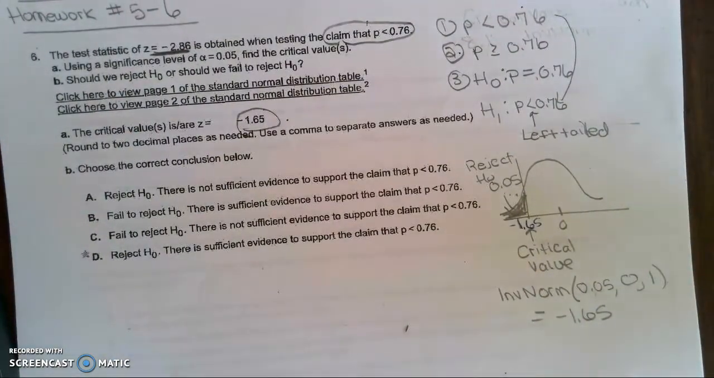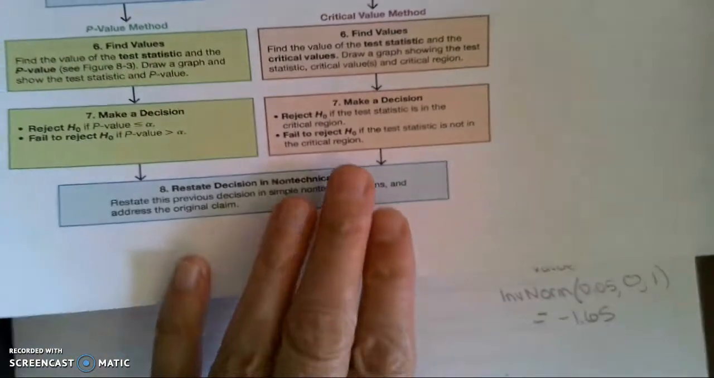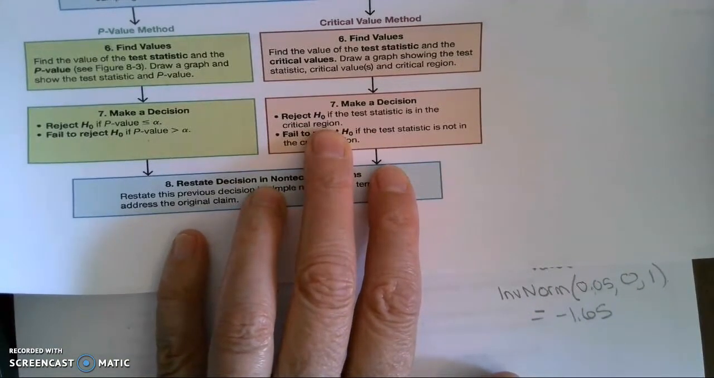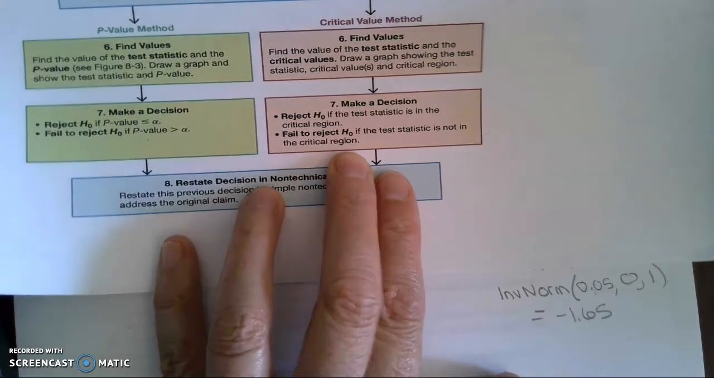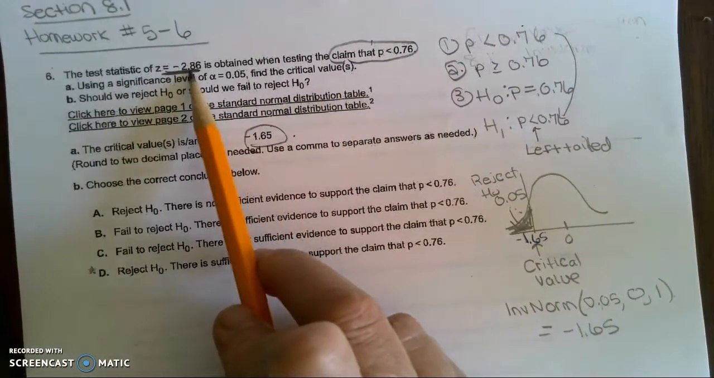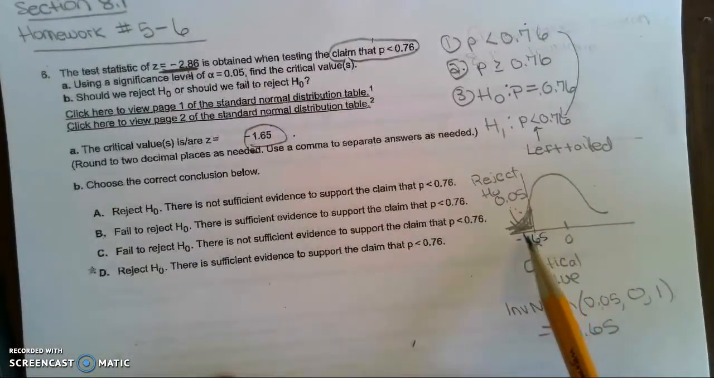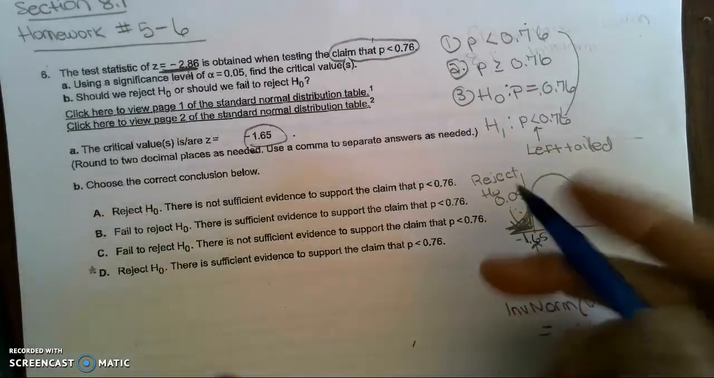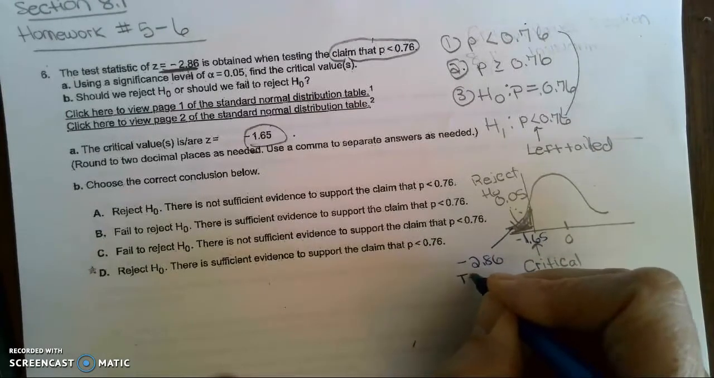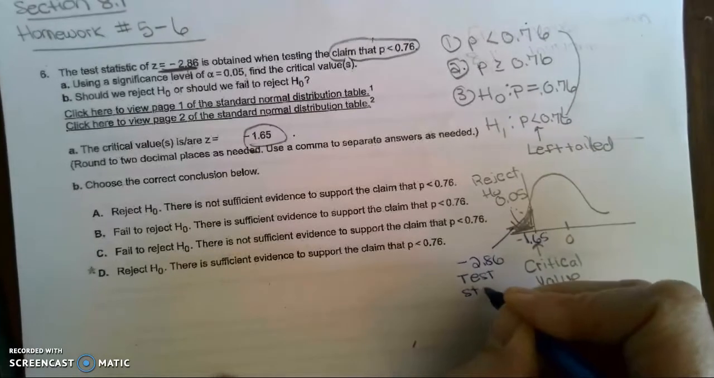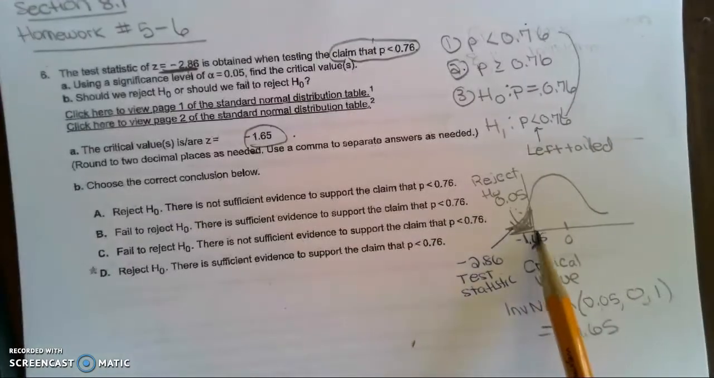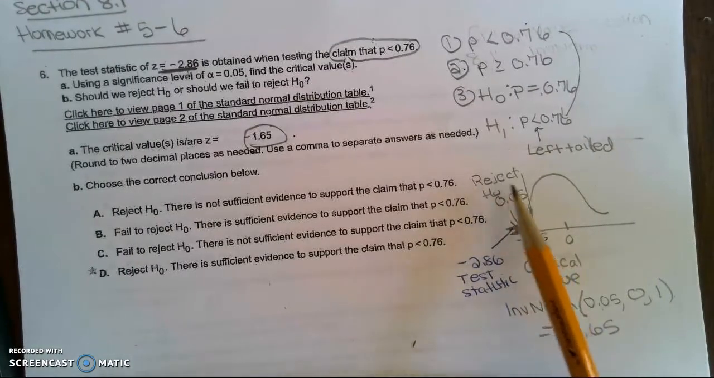To explain that more, I'm going to show you the sheet that has all the information here. It says reject the null if the test statistic falls in the critical region, which means it falls in your tail. Fail to reject if it does not. So your critical region is basically your tail. My test statistic is negative 2.86. That would be over here, more to the left. So it does fall in the critical region, so I am going to reject the null.